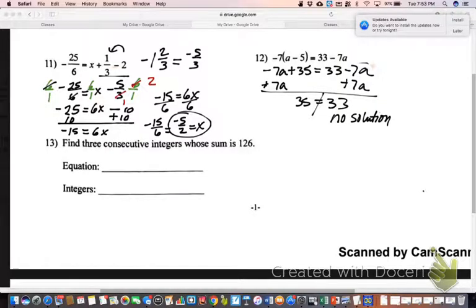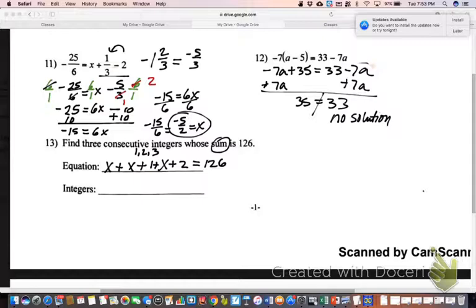Number 13 asks for 3 consecutive integers. Remember, consecutive is back to back to back, like 1, 2, 3. So they increase by 1. So that means I'm adding, remember my smallest one is an x, plus my next one would be x plus 1, plus my next one would be x plus 2, is all summed up to 126. So that's my equation, x plus x plus 1 plus x plus 2 equals 126.